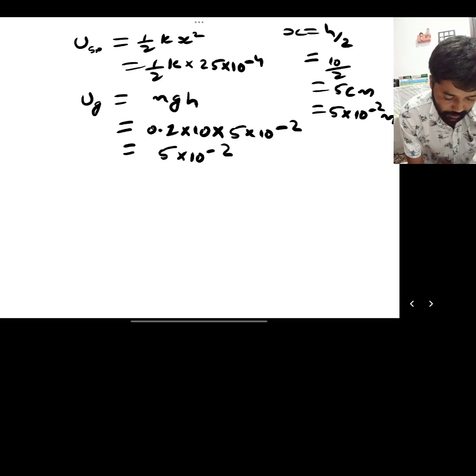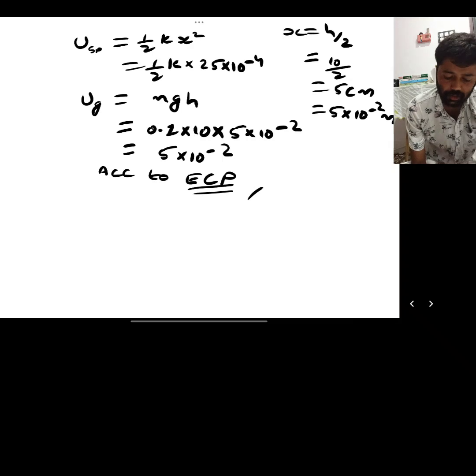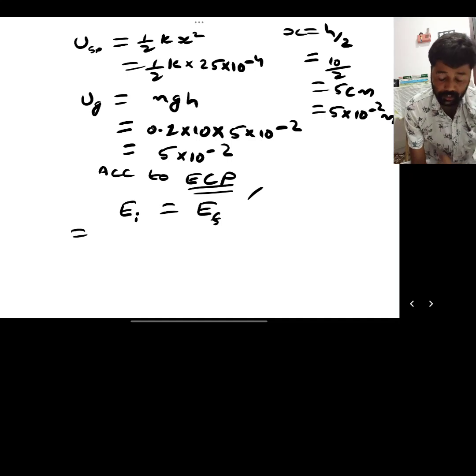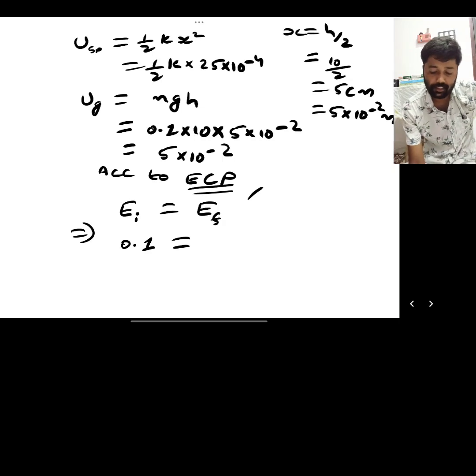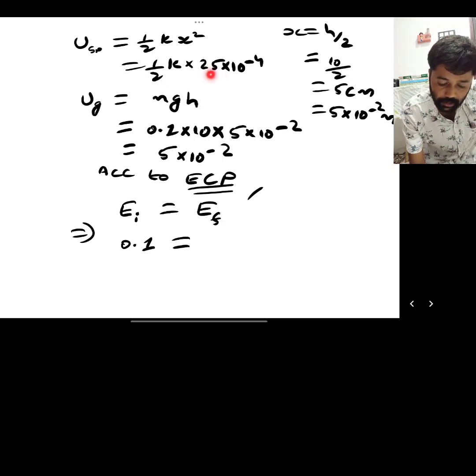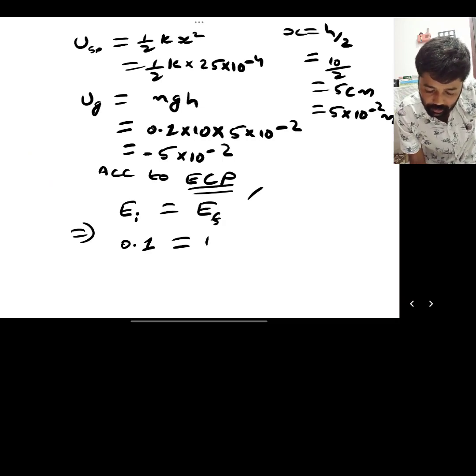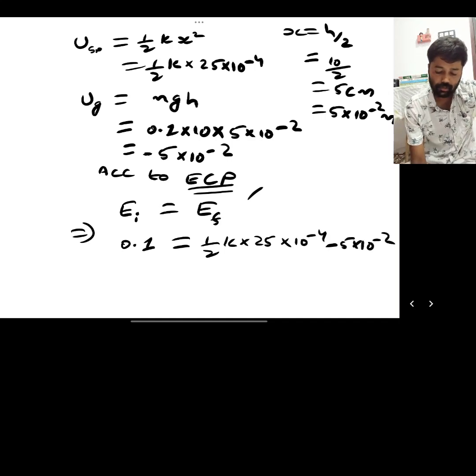Now, according to the energy conservation principle, the initial total energy is equal to the final total energy. The initial total energy was 0.1 joule. So 0.1 is equal to the final energy: spring potential energy plus gravitational potential energy, which is negative because it is below the reference point. So 0.1 equals half k into 25 into 10 power minus 4 minus 5 into 10 power minus 2. Now only the solving part is left.